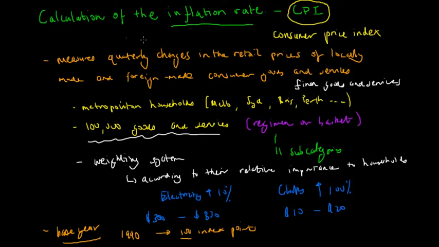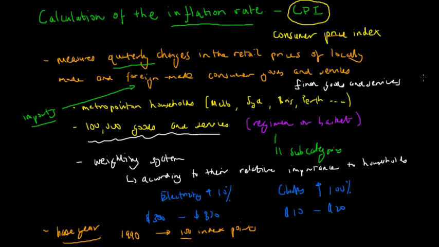And so these are the basic characteristics of the consumer price index. It measures quarterly changes, and this is very important that it's quarterly. So the consumer price index comes out every 3 months in a year. They measure quarterly changes in the retail prices of locally made and foreign made consumer goods and services. So this does include imports as well. And this represents final goods and services.